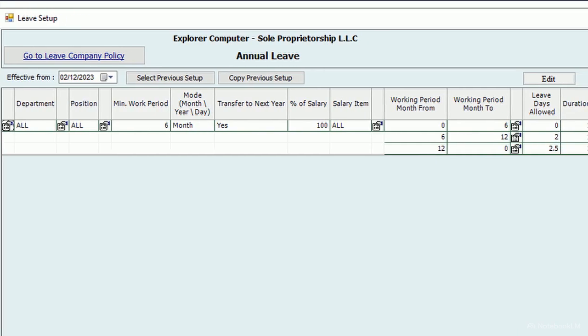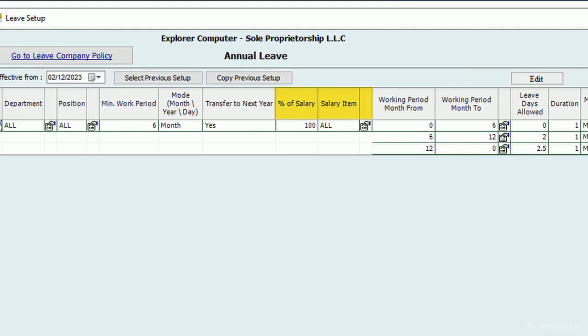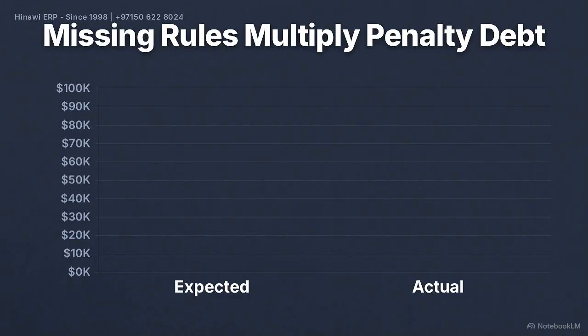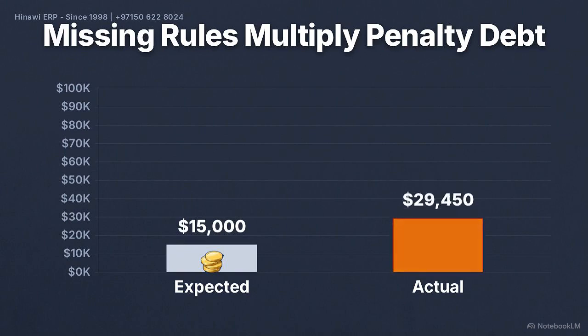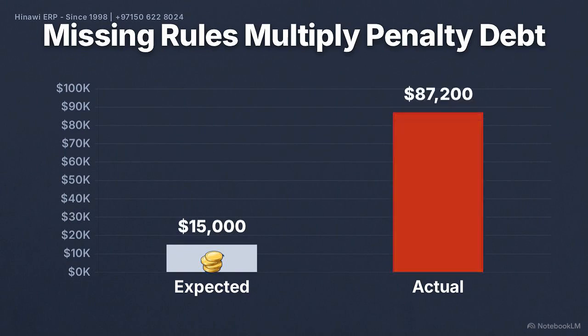Next to it, the percentage of salary and salary item fields create a critical distinction between paying just the basic salary versus total allowances. This chart shows how those 2 missing rules interact. When unlimited, wrongly rolled over days multiply against incorrect allowance payouts, the final amount skyrockets into a massive penalty debt.